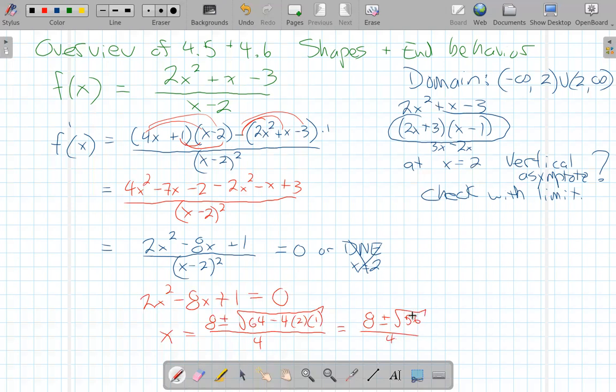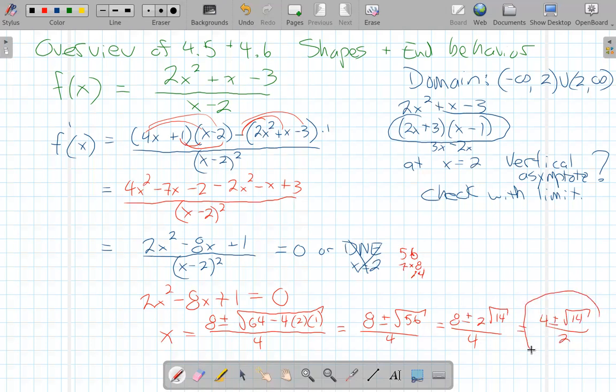And let's see, does this clean up at all? If we try to factor 56, is that 7 times 8? Yep. And 8 is 2 times 4. So I can take the square root of 4 here. So this would be 8 plus or minus 2, 7 times 2 is 14, still in the square root, over 4, and everything divides by 2. So 4 plus or minus the square root of 14 over 2.